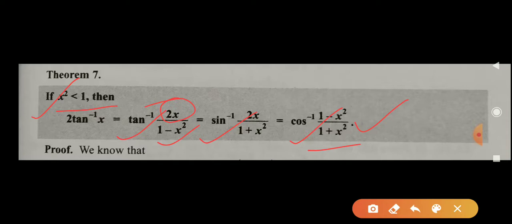In the same way, it was the formula sin 2a equals 2 tan a upon 1 plus tan square a. It was the formula. So with the help of that property, in place of tan a you can put x, so it will be 2x upon 1 plus x square. So like this.